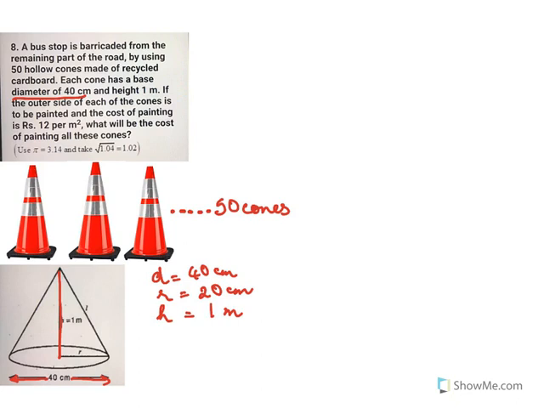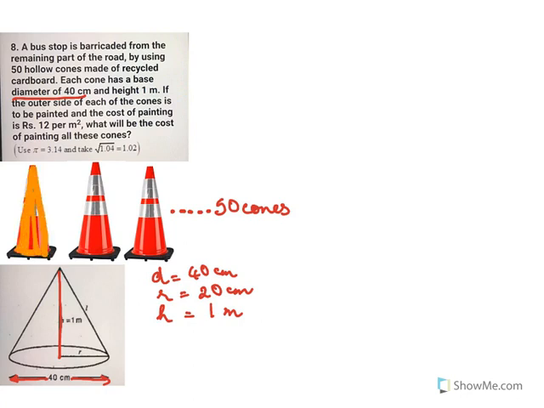If the outer side of each of the cones is to be painted and the cost of painting is rupees 12 per meter square, what will be the cost of painting all these cones? So here we are going to paint these cones.